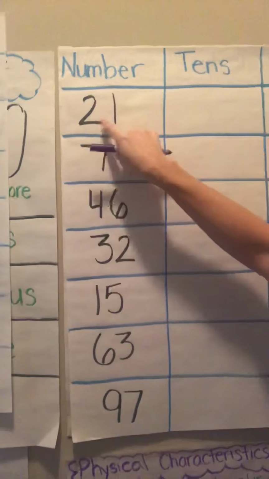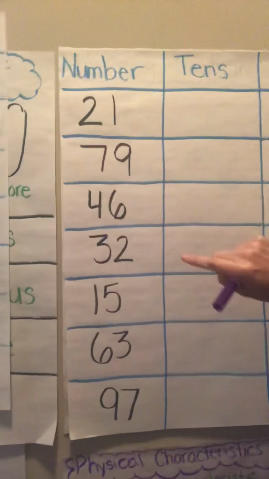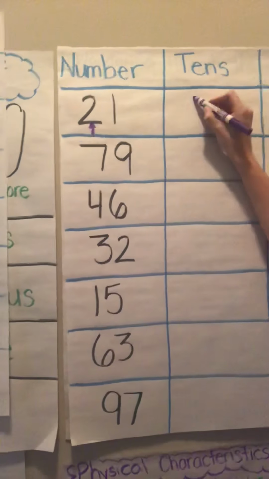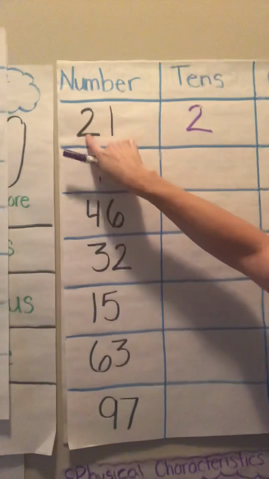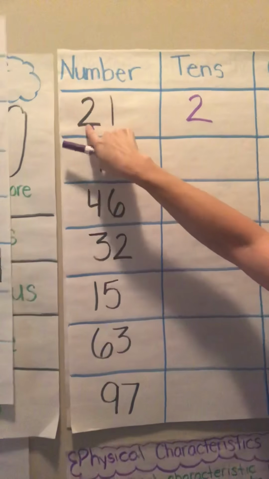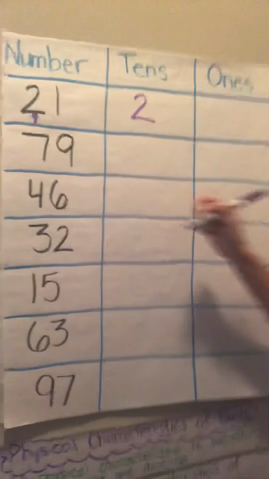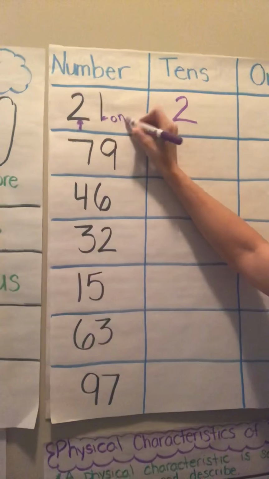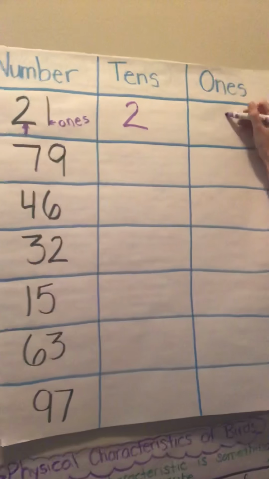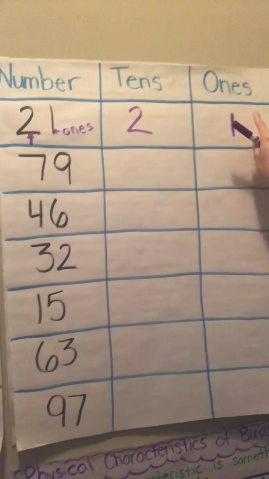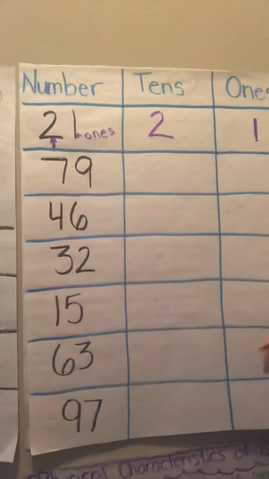So how many tens is there in 21? Good. Our 2 is for our tens. The 2 stands for 20 or 2 groups of 10. And how many ones are left over? Right, this is our ones place. And we have 1 one left over. So 2 tens and 1 one makes 21.